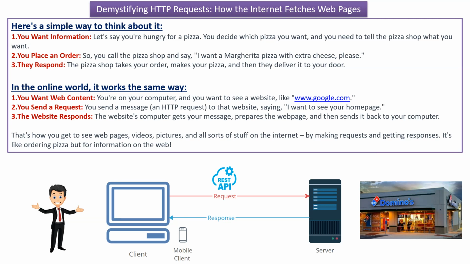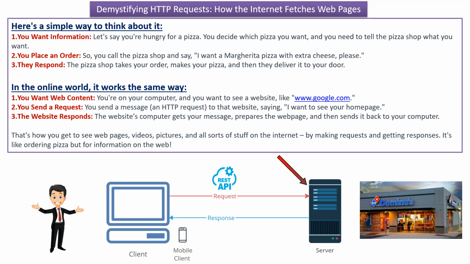Step 1 is you want the web content. You are on your computer and you want to see the website like www.google.com. Step 2 is you send a request. You send a message, which is nothing but an HTTP request, to the website saying I want to see your home page. Step 3 is the website responds.